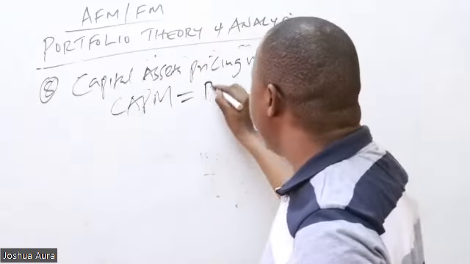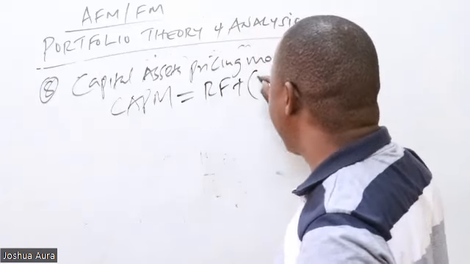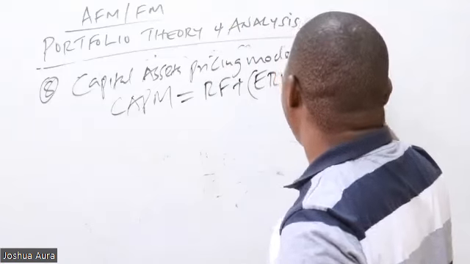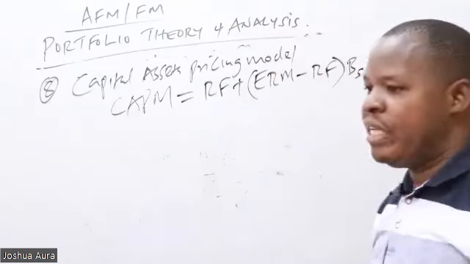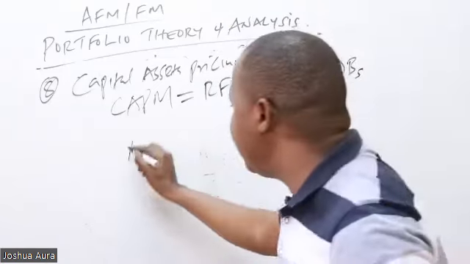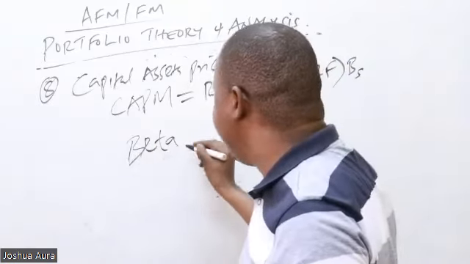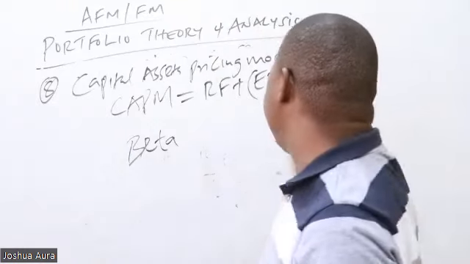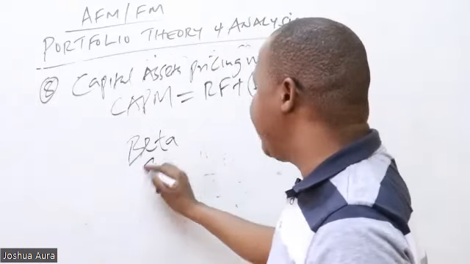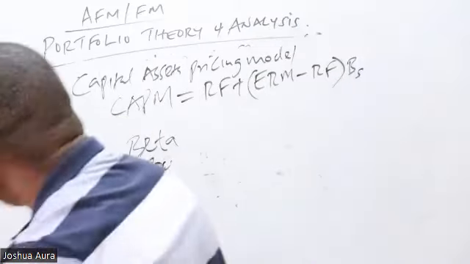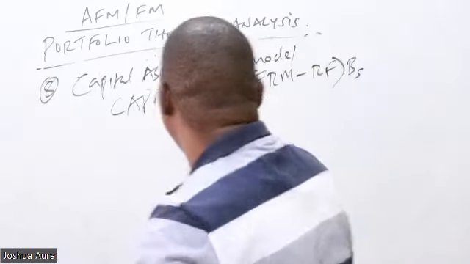CAPM is the risk-free rate plus, in brackets, the expected return of the market minus the risk-free rate, times the beta of the security. BS is beta of a security, S is security too. So this is very important.